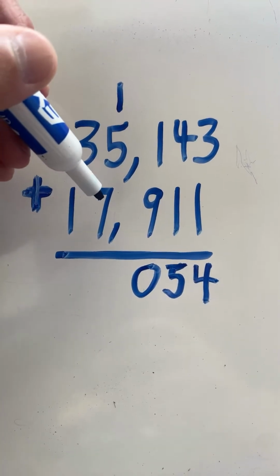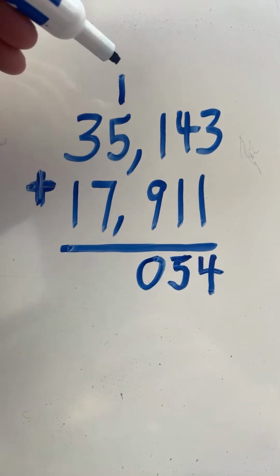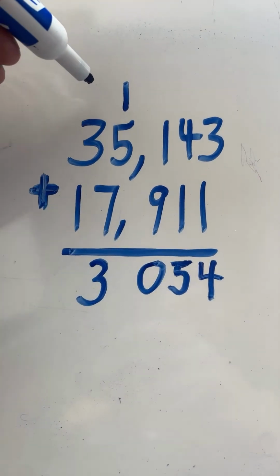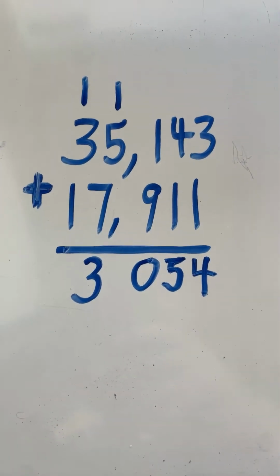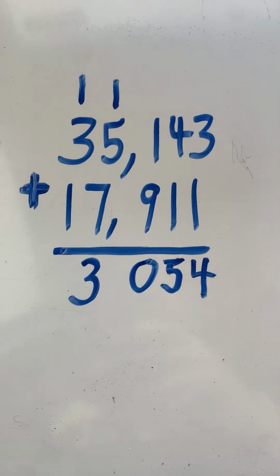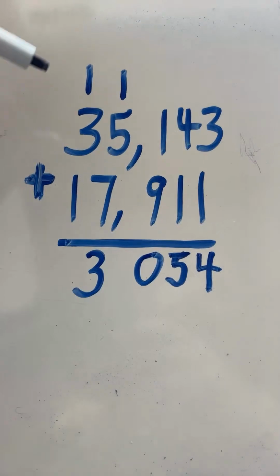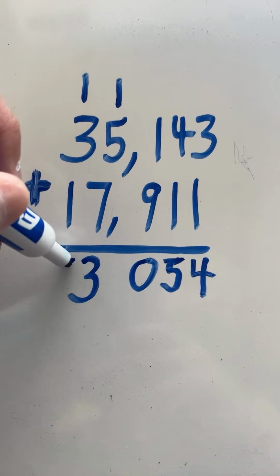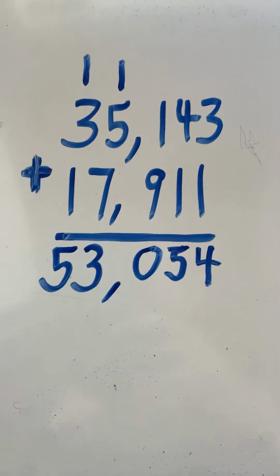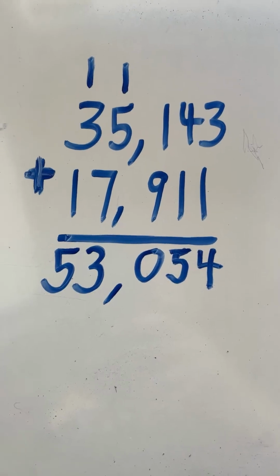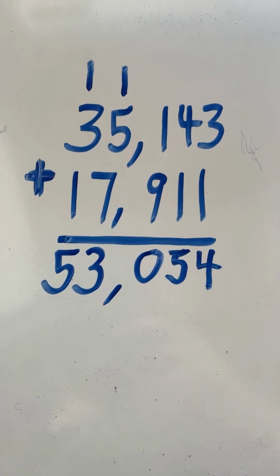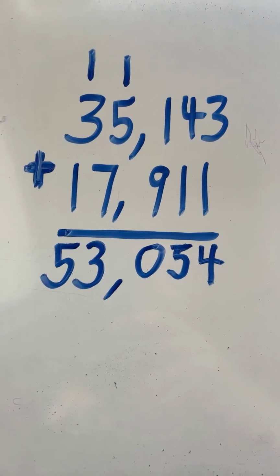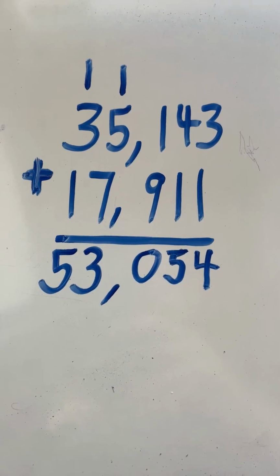5 plus 7 equals 12, plus 1 equals 13. So we're going to regroup again now. The 3 in 13 goes in the thousands place. The 1 in 13 gets carried over to the 10,000s place. 1 plus 3 plus 1 equals 5, and we have our final answer. 35,143 plus 17,911 equals 53,054.